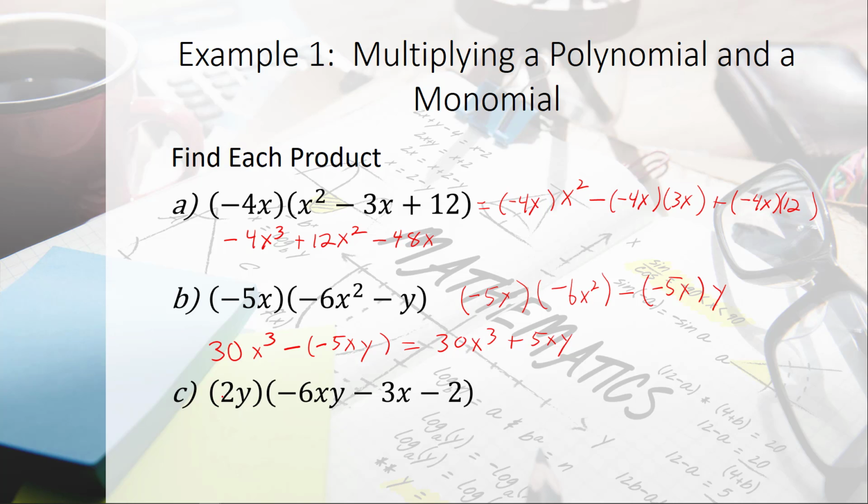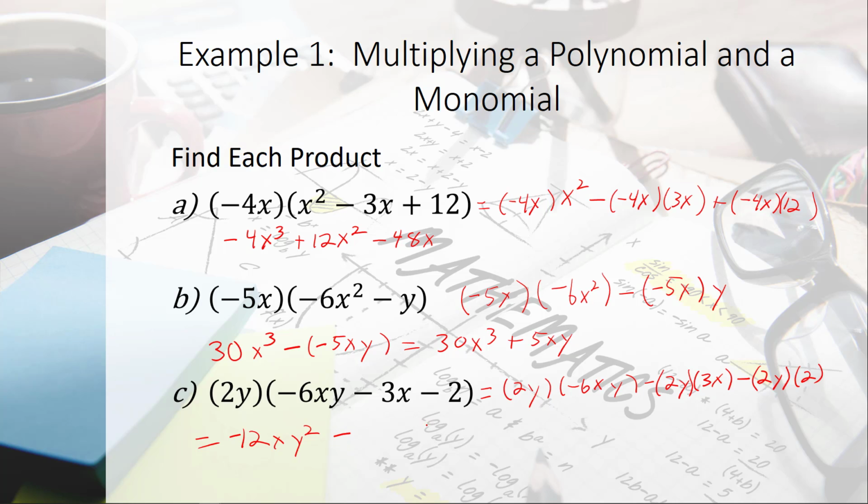So that'll be 2y times negative 6xy minus 2y times 3x minus 2y times 2. And I forgot my parentheses here. Okay, evaluating the first product, I'll have 2 times negative 6, which is negative 12. And then I have x. Then I have y times y. Using the product rule, that would be y squared.